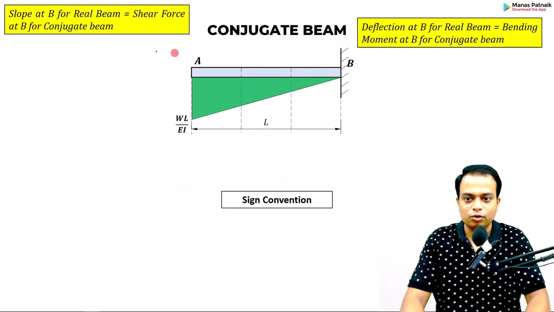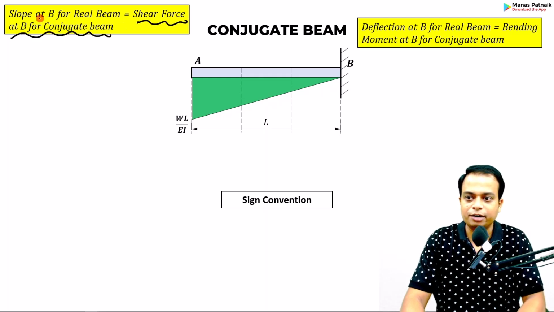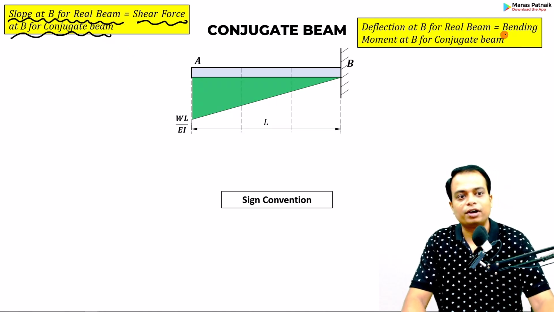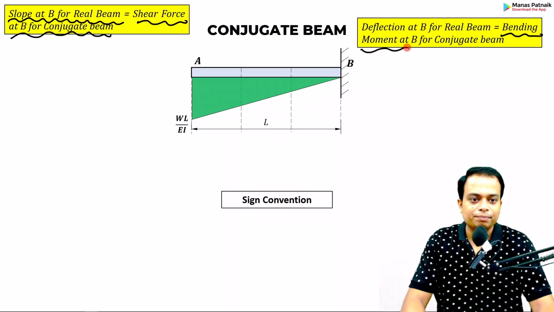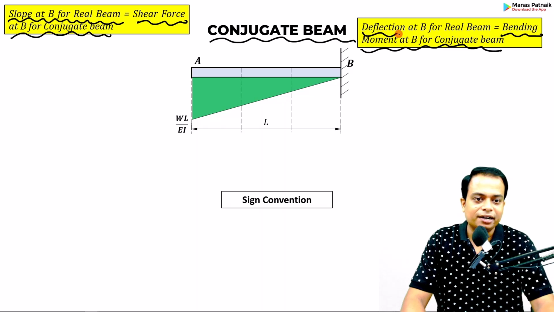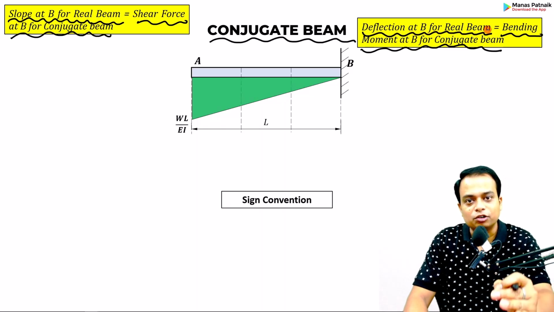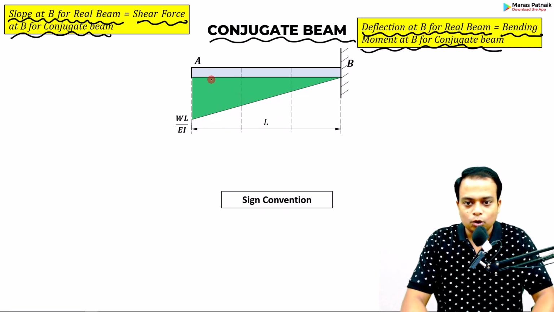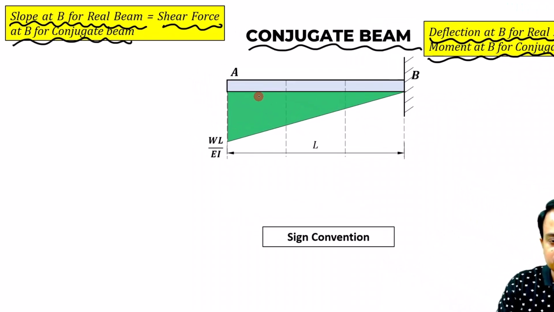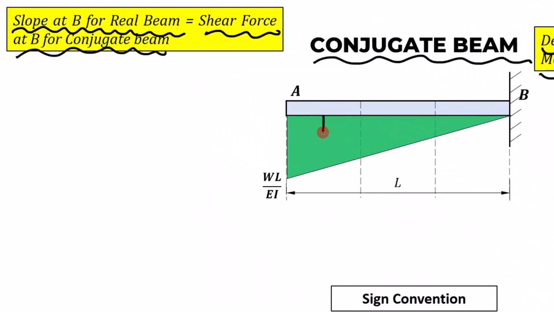Right? So if you calculate the shear force at B for the conjugate beam, you are indirectly calculating the slope at B for the real beam. In the same fashion, if you calculate the bending moment at B for the conjugate beam, you are indirectly calculating the deflection at B for the real beam. And since the bending moment values are negative, the loads will be pointing in the downward direction.